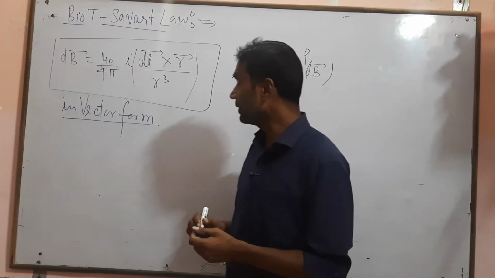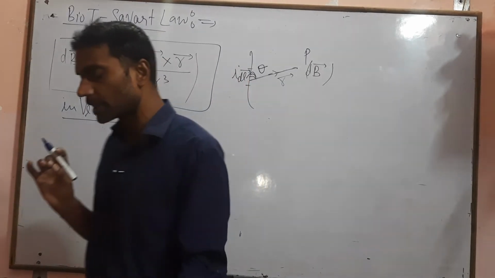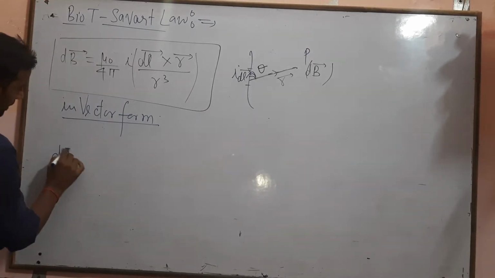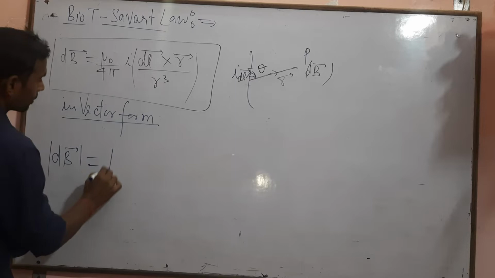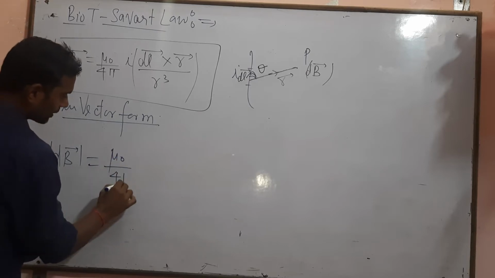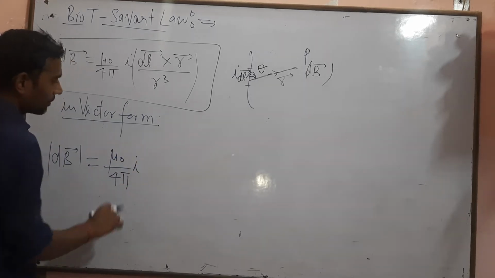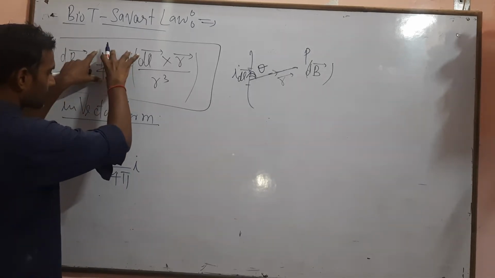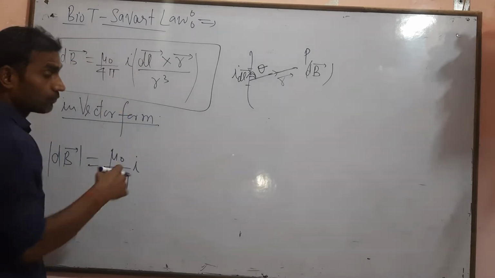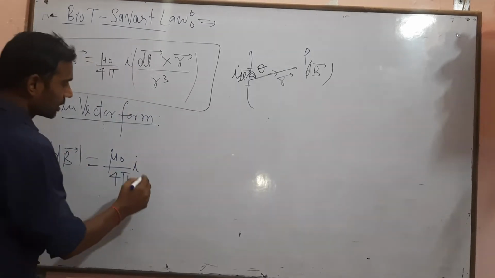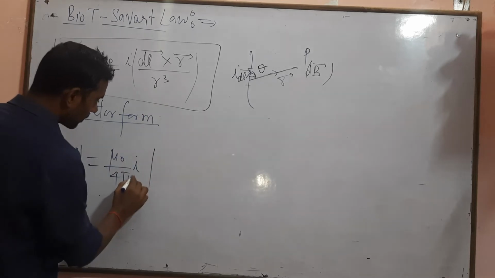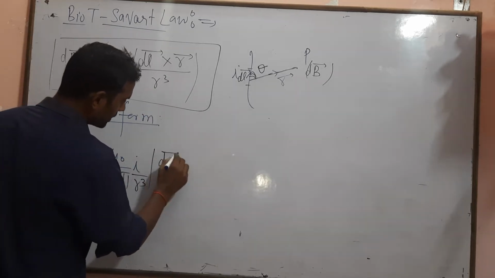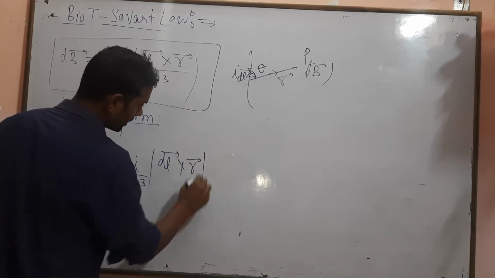If we need it in scalar form, then what will happen? The modulus of dB vector equals mu naught by 4 pi I. We take the modulus on both sides. Mu naught by 4 pi and I are positive, so we can take them outside the modulus, and R cube is also a positive number. Here this is dl cross R.